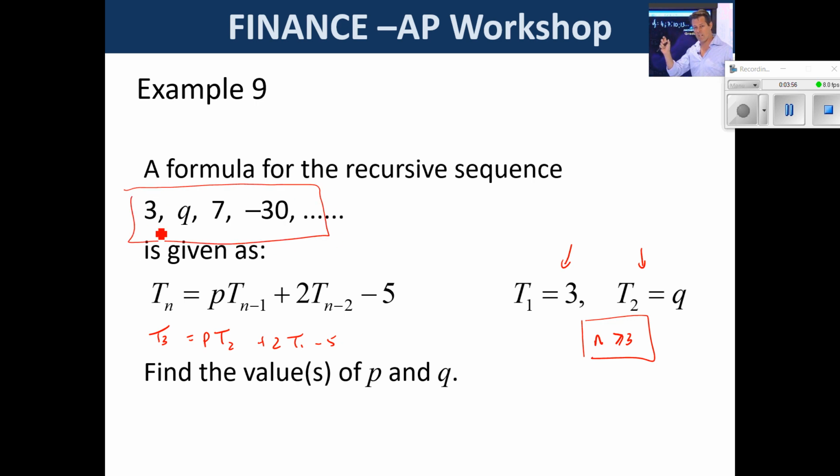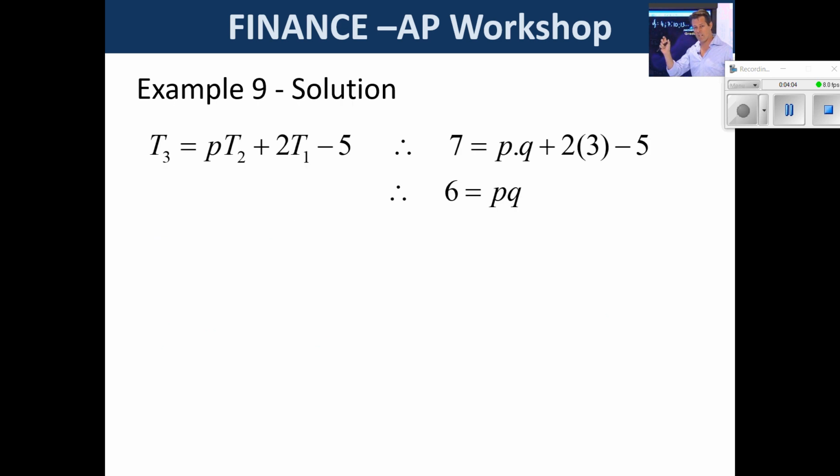We've got first term, second term, third term, fourth term, and they want me to go and solve for P and Q. So start off by setting up some initial equations. Very easy, I've already shown here. You're going to say, well, T3, go put it in, but you have the value of T2 and T1. Remember T2 was Q over here, and you knew that T1 was 3.